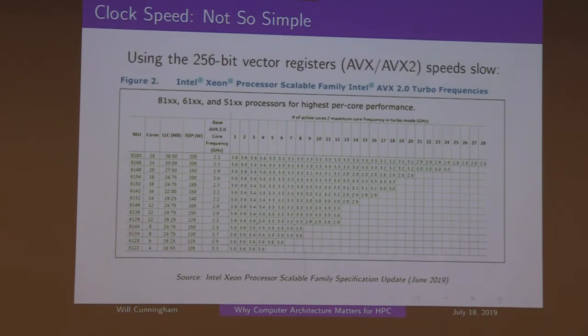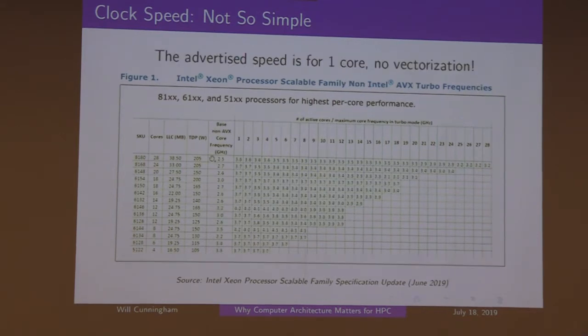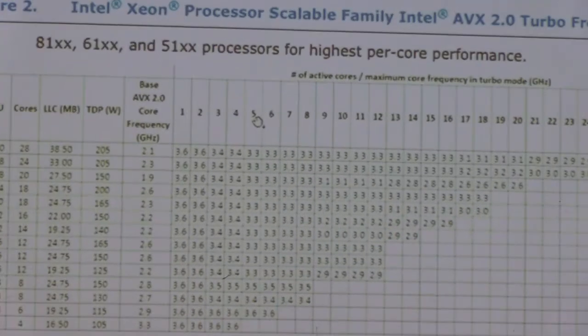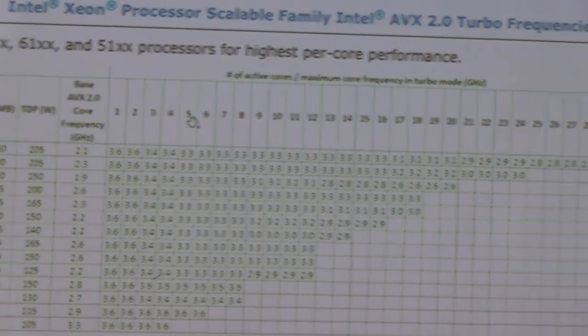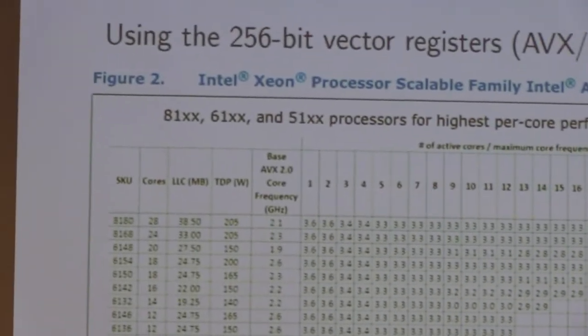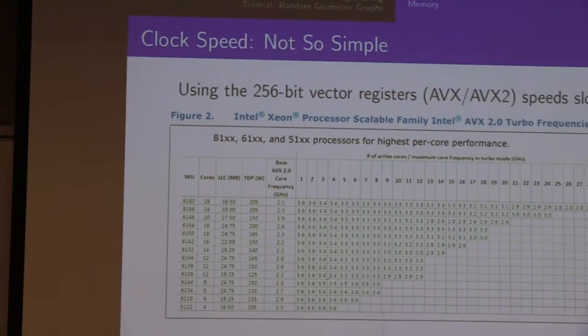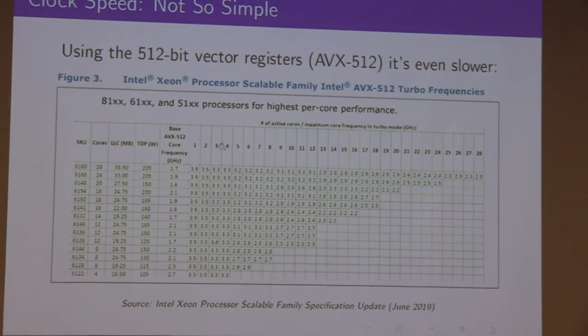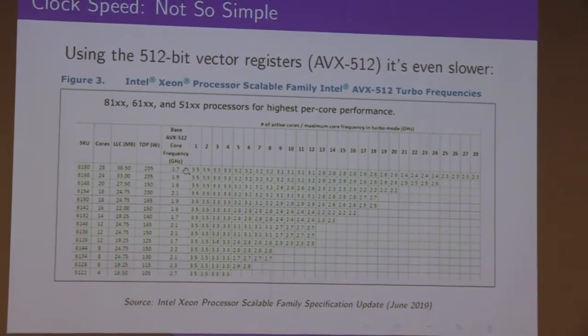The other thing is, if you do choose to use the vector registers, it's even worse. The base clock speed over here also decreases. Before it was 2.5, now it's 2.1. And again, when you use more cores, it slows down. This is if you use 256-bit vector registers. If you use the full 512 bits that are available, it slows down even more, down to 1.7.